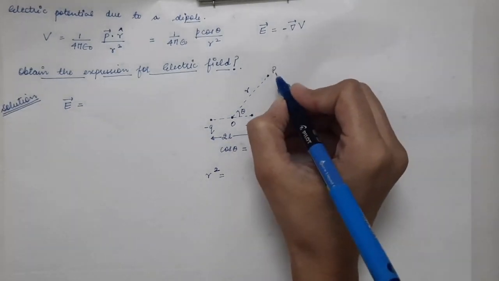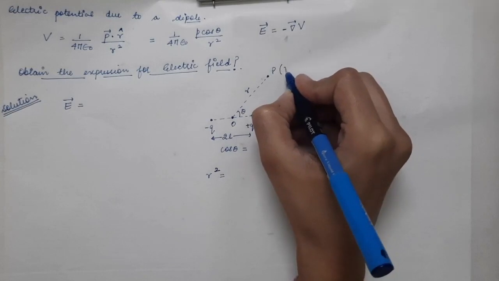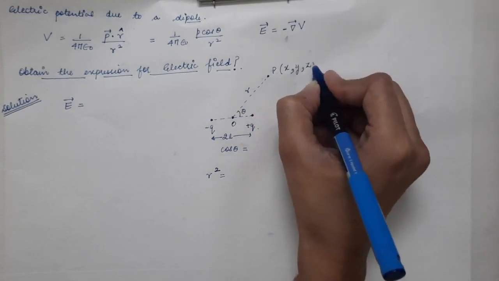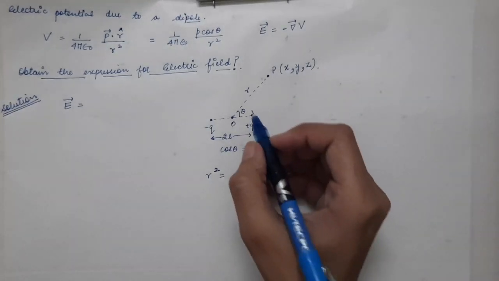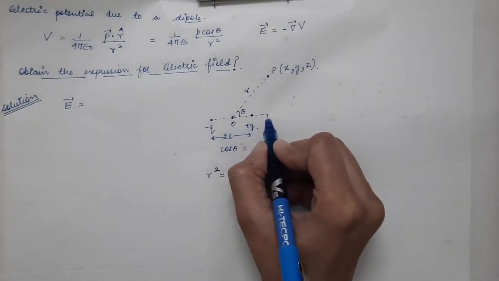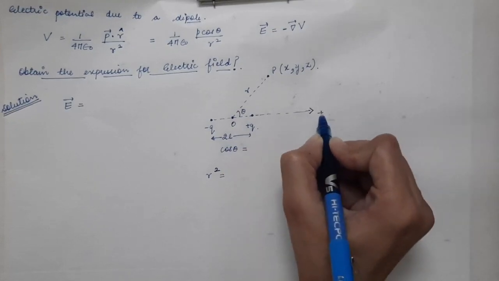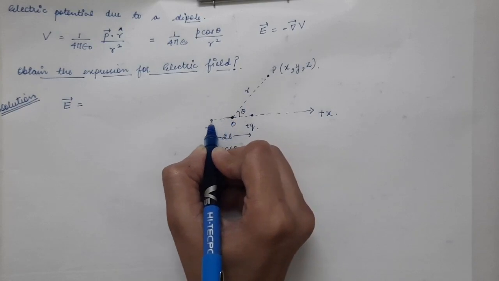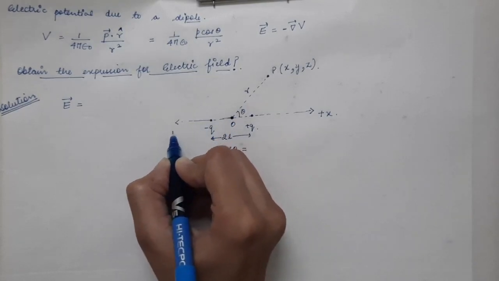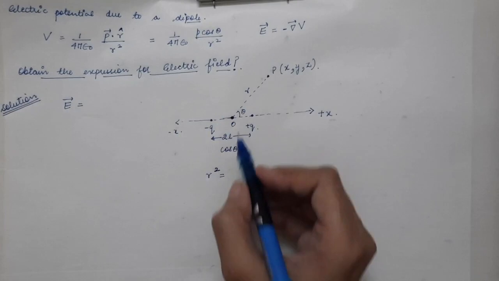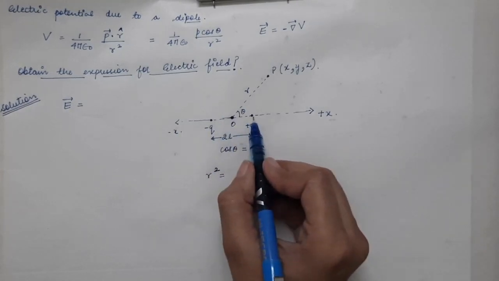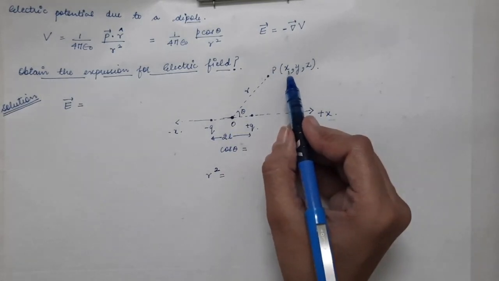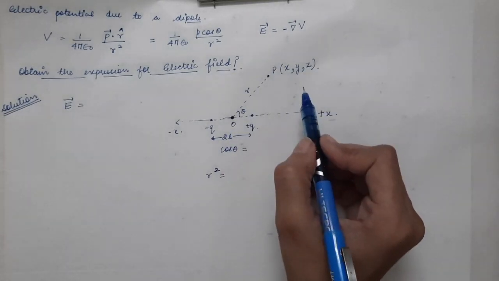So let's consider this observation point. It has three coordinates. Let's say the x coordinate is x, then y and z. And let's consider this whole axis. This is the positive x-axis, and from the origin of the coordinate system, this is the negative x-axis. This is the center of the dipole as well as the origin of the coordinate system, and this point P is placed at x, y, z.